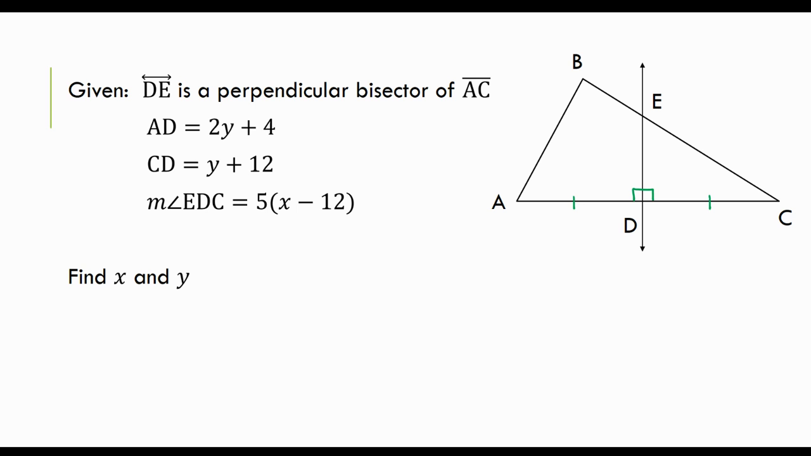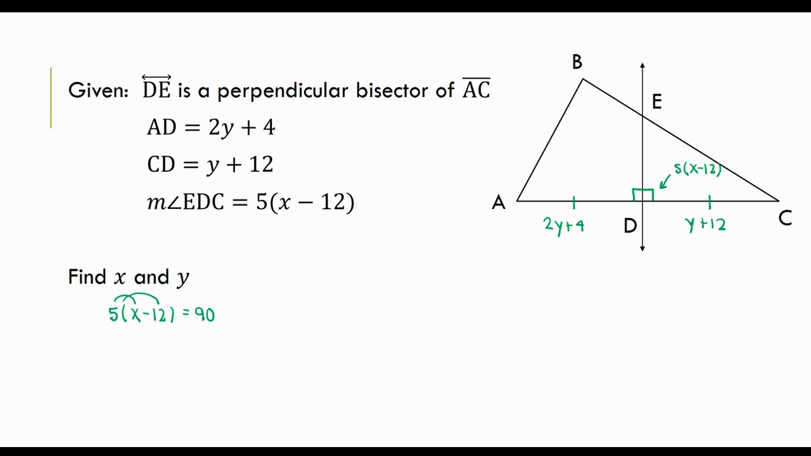The rest of the givens say that the segment AD is 2y plus 4. Segment CD is y plus 12. And the measure of the angle ADC, which is this angle right here, is 5 times the quantity x minus 12. They want us to find both x and y. Well, there's only one expression for x that is representing an angle. The angle, we also know, is a 90-degree angle. So if we have an angle that is represented with 2 different things, that means we get to set those 2 things equal to each other.